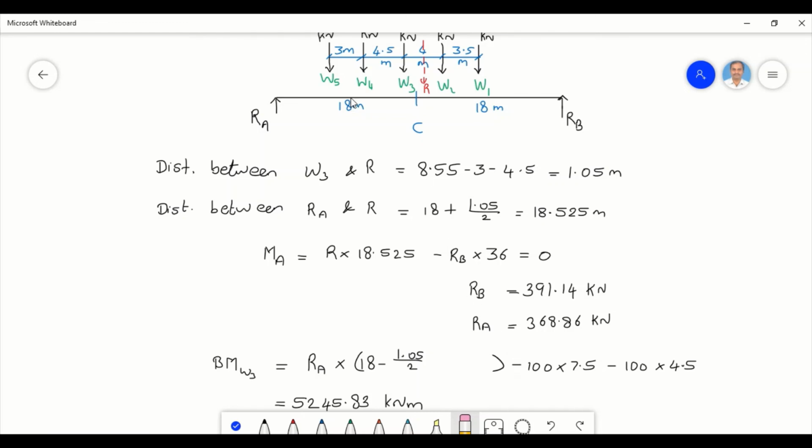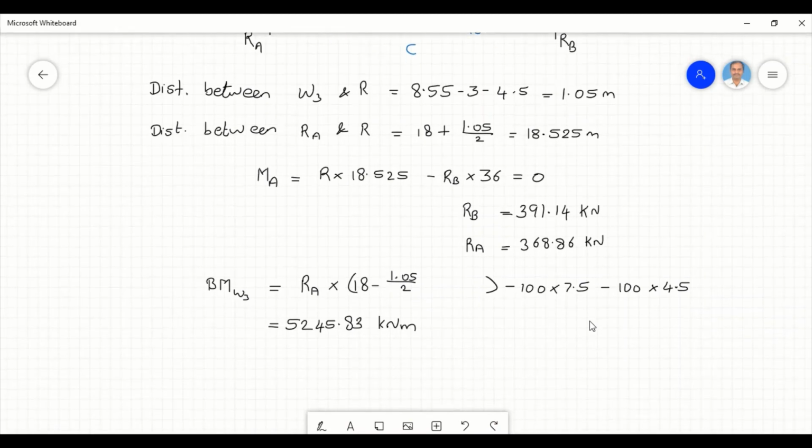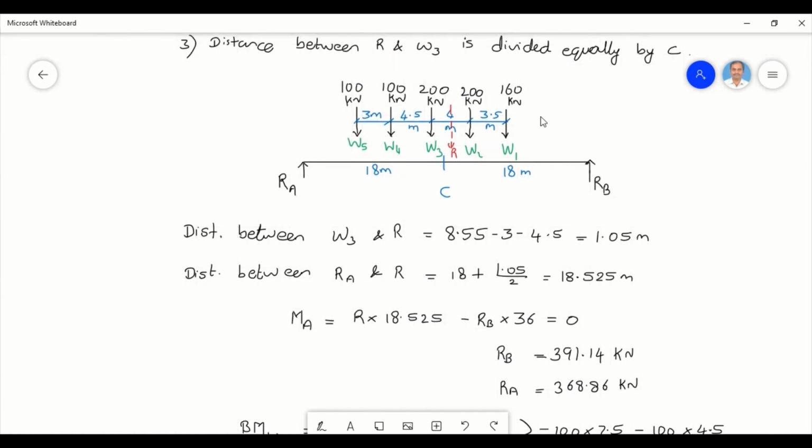And one more load, W5, is acting at a distance of 7.5, W4 is acting at a distance of 4.5. We have to consider all those loads and the moments induced because of these loads, and this value comes around 5245.83 kilonewton meters. This is the maximum moment when this train load moves over this span, and this maximum bending moment occurs below W3.